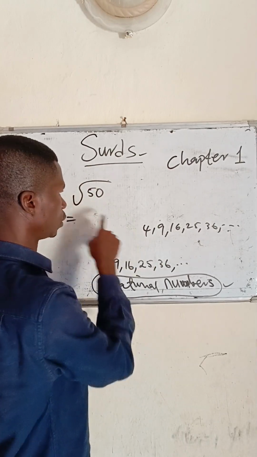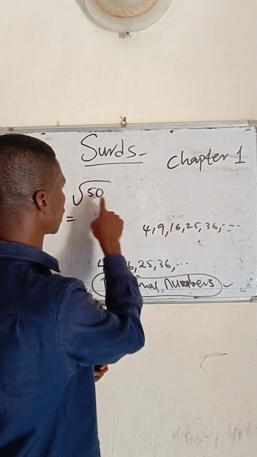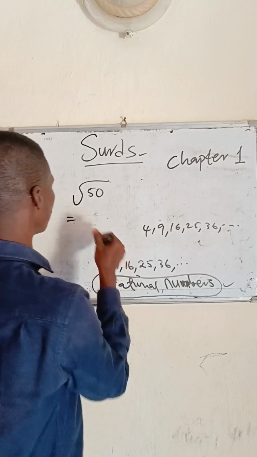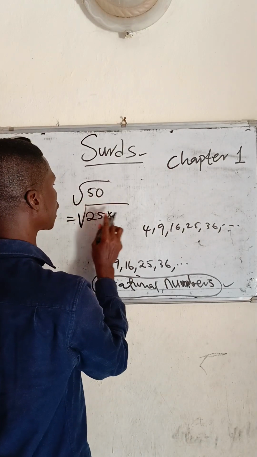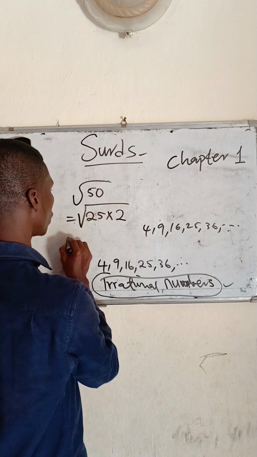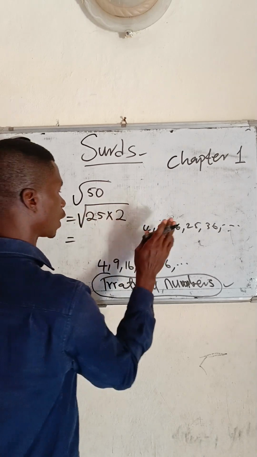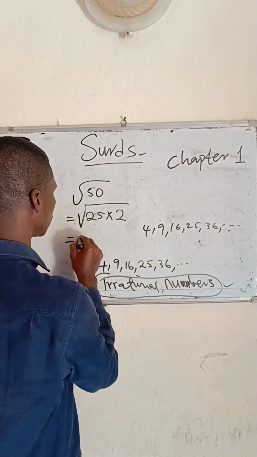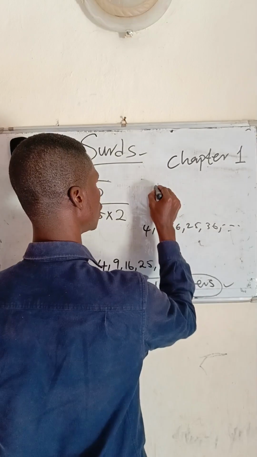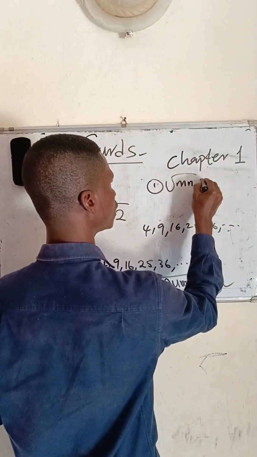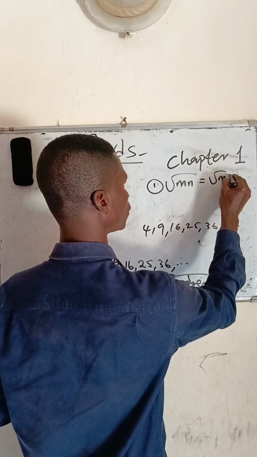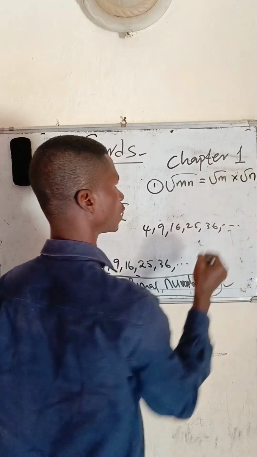4 cannot go into it. 9 cannot go into it. 16 cannot go into it. So it's 25. So what you do, you write 25 times 2, which will give you 50. So you can separate it. Please note that you can separate it because of the laws of indices, the first law: we have root of mn, which is the same as root m times root n. You can separate it also.